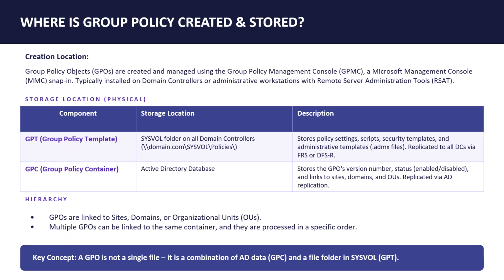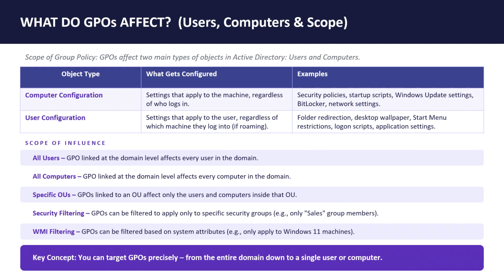The second component is the Group Policy Container, or GPC, which is stored in the Active Directory database. The GPC stores metadata such as the GPO's version number, whether it is enabled or disabled, and its links to sites, domains, and organizational units. GPOs are linked to containers in the AD hierarchy, specifically sites, domains, or OUs. Multiple GPOs can be linked to the same container, and they are processed in a defined order. A GPO is never just one single file, it is always a combination of AD data in the GPC and a folder structure in sysvol for the GPT.